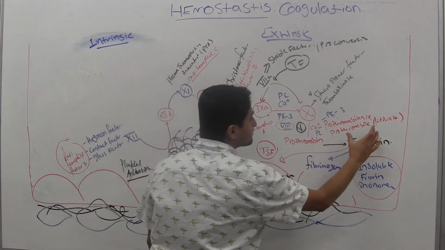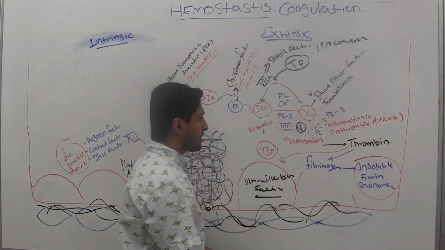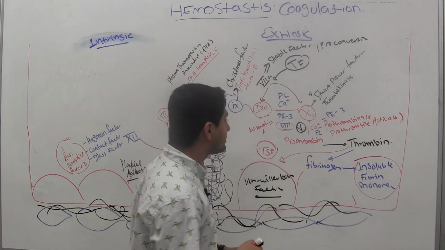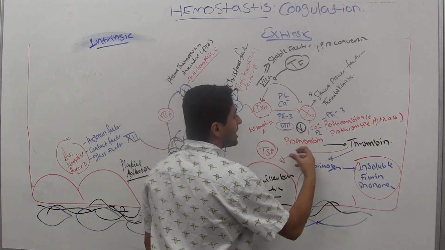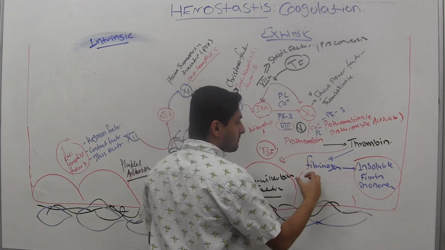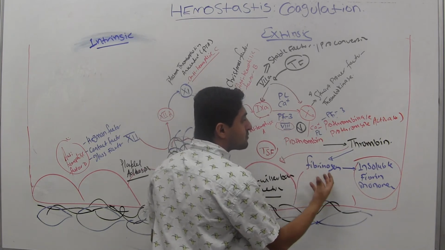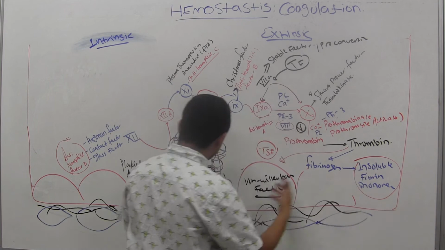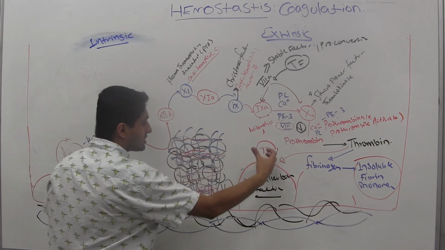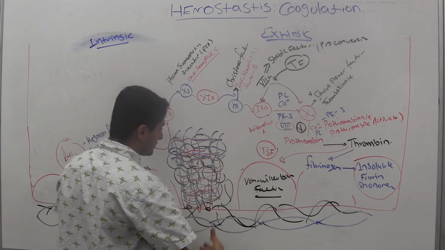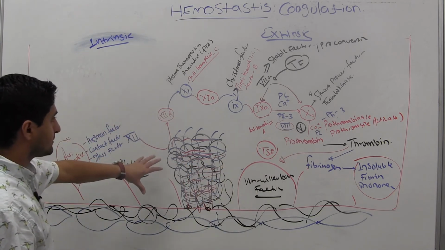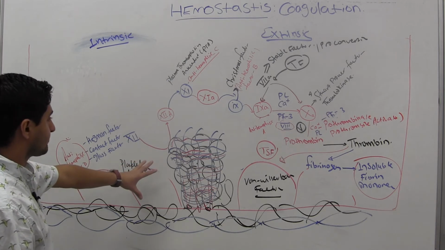And this prothrombinase is important, guys. Prothrombinase is different from prothrombin because prothrombinase is an activator of prothrombin, which helps convert prothrombin to thrombin. And thrombin converts fibrinogen into insoluble fibrin monomers, which create a thread-like structure. Together with the tissue factor, they create a meshwork.